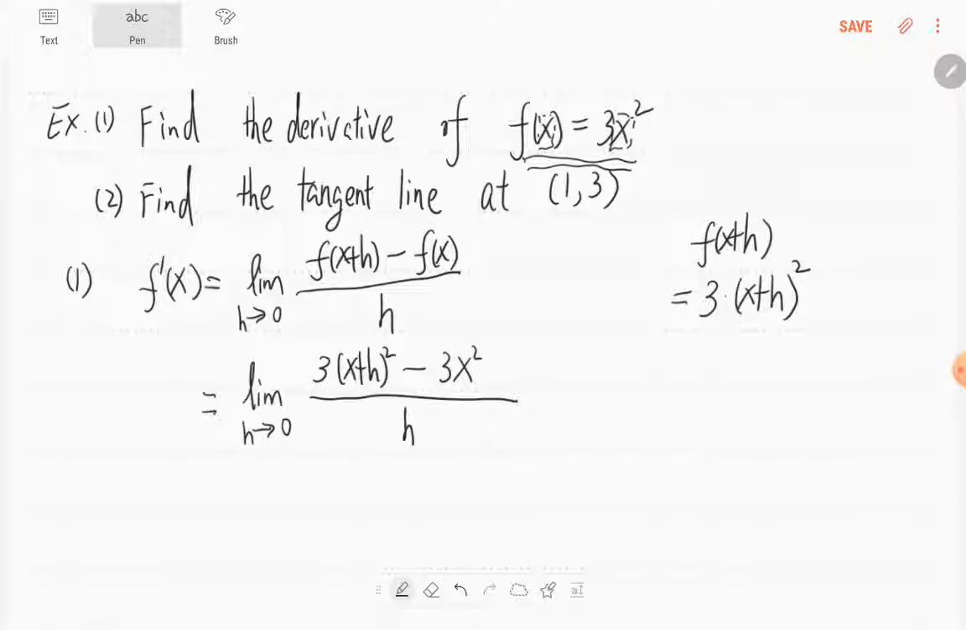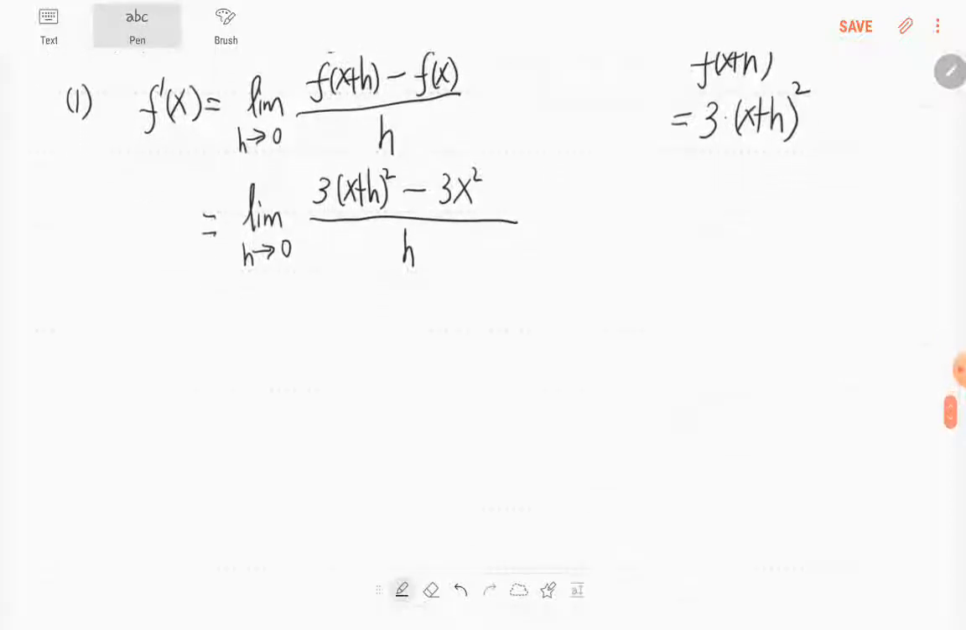So the problem becomes how to evaluate this limit. When we evaluate a limit, the first step is we try to plug in 0, right? If you plug in 0 for h, you will have a 0 over 0 form. We have seen this form many times. It's called an indeterminate form. That means you need to modify this expression. So how to modify it?